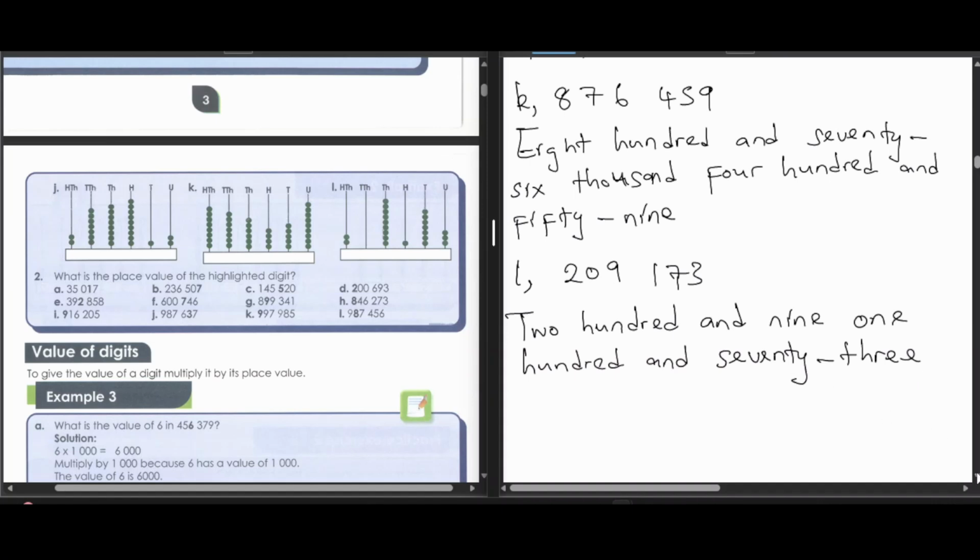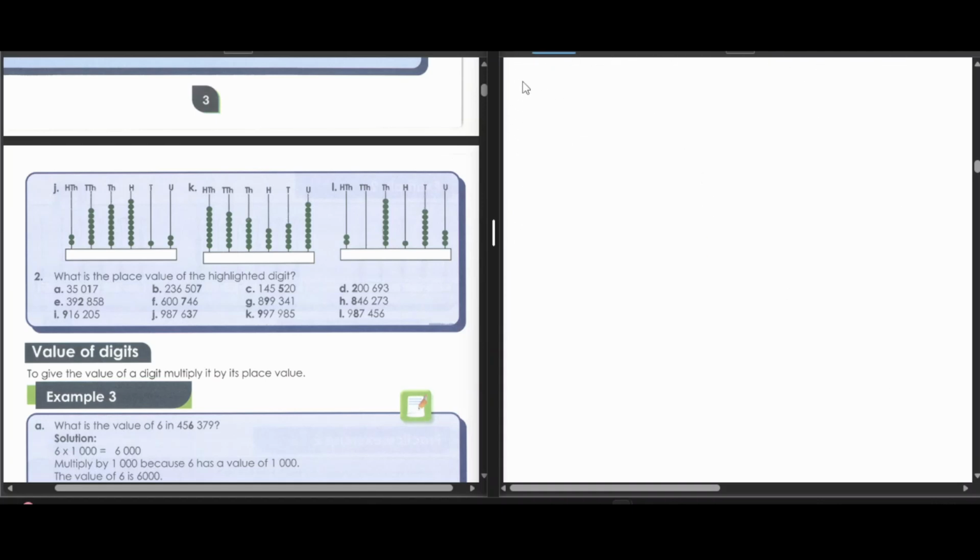Number 2, what is the place value of the highlighted digit? Saka highlighted digit pana A panapa tiri kuzoona kuti tikatora namba yacho 35017 1 ndo iri highlighted, then tikaisa place value panapa tinotangira pa units, tens, hundreds, thousands, 10,000s. Saka answer yedu pa A inenge iri chi tens seizvo.